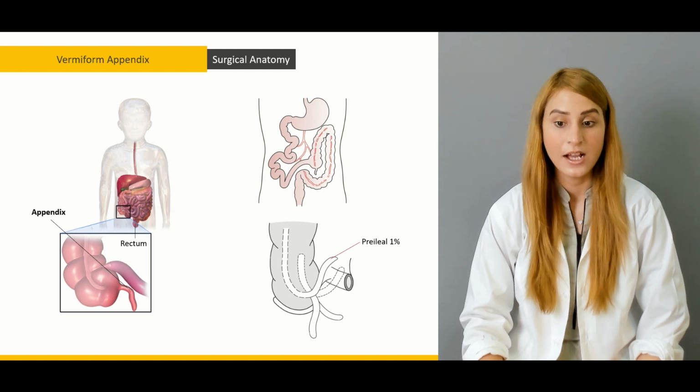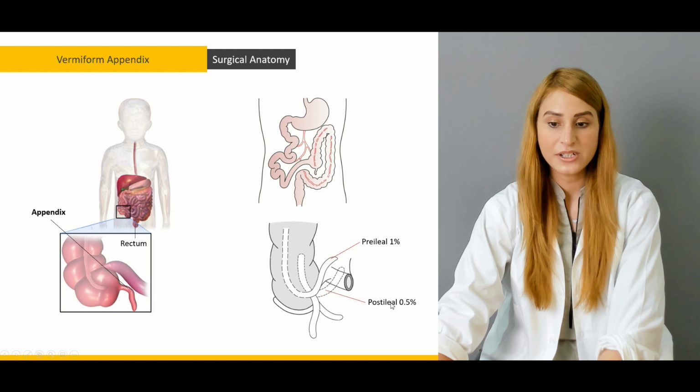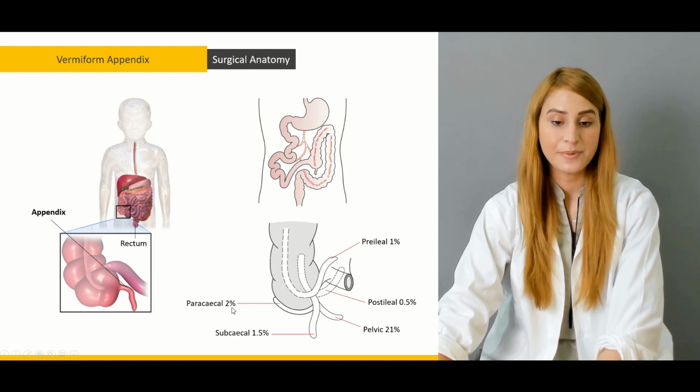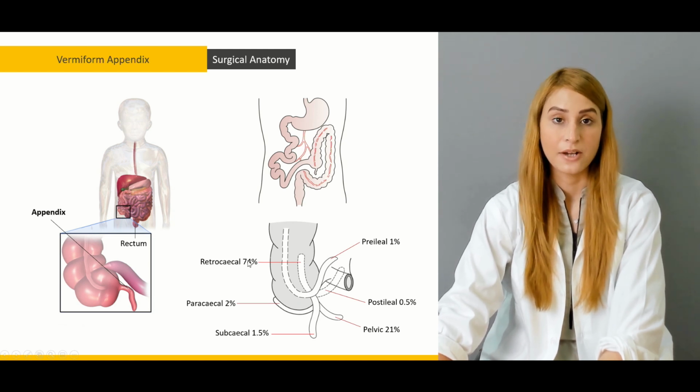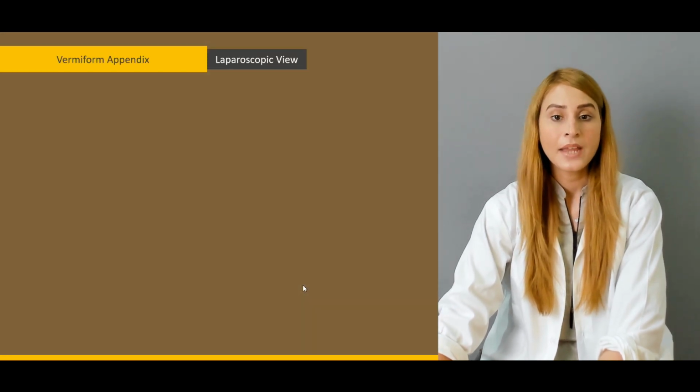in the right iliac fossa. So you can see here, pre-ileal is almost 1%, post-ileal is about 0.5%, pelvic is about 21%, subcecal is about 1.5%, paracecal is about 2%, and this is the retrocecal, which you can see is about 74%. So the most common is a retrocecal appendix, right?